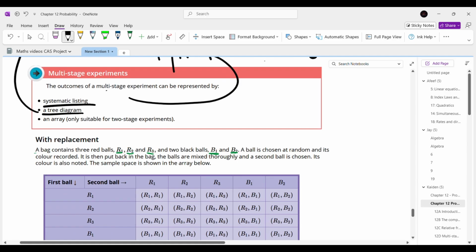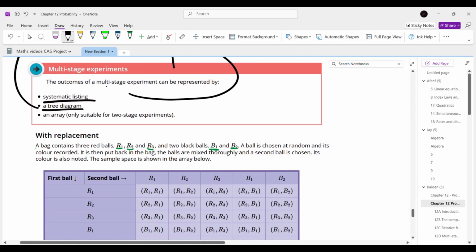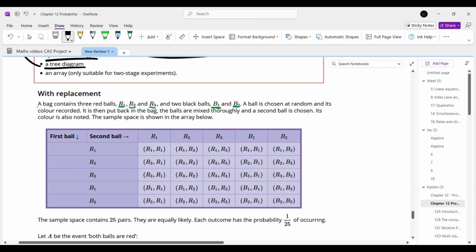Finally, something you'll need to know is the distinction between with and without replacement. So let's just say here, a bag contains 3 red balls, R1, R2, and R3, and 2 black balls, B1 and B2. They're chosen at random and their colors recorded, and then we can arrange it in an array as seen here, where red 1, red 2, red 3, black 1 and black 2, and then for our second ball being chosen, red 1, red 2, red 3, black 1 and black 2.